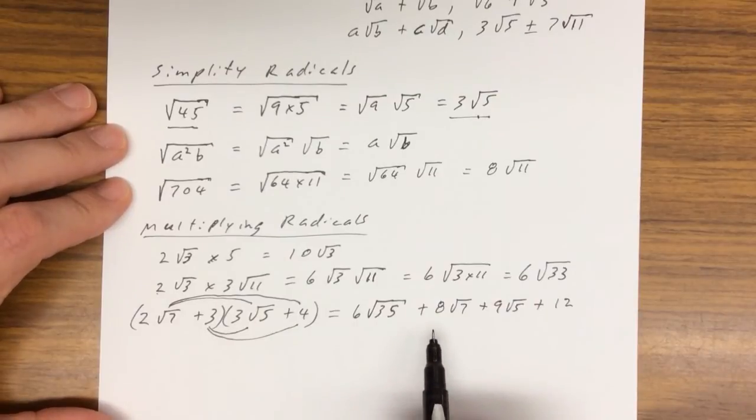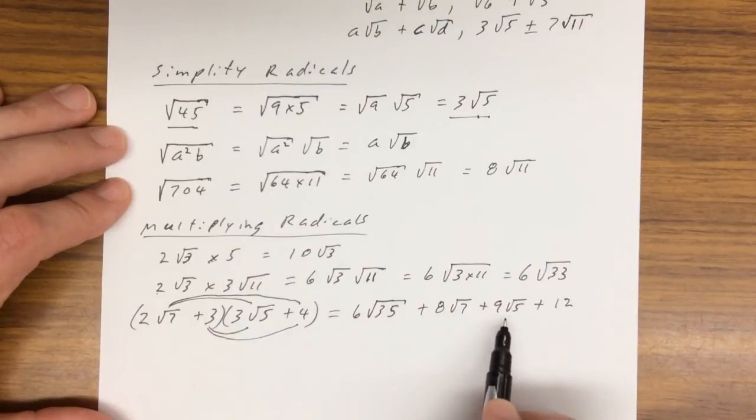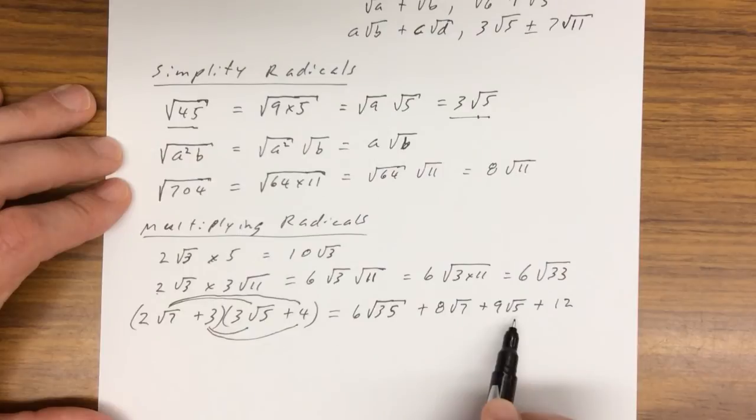Now, what would happen if you had some of these square roots the same? Well, if you had a root 7 here and a root 7 here, you'd be able to collect those just like if there was an x and an x. But right now you don't have like terms, so you cannot do that.